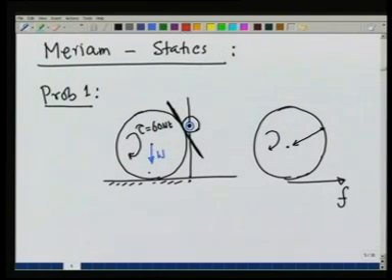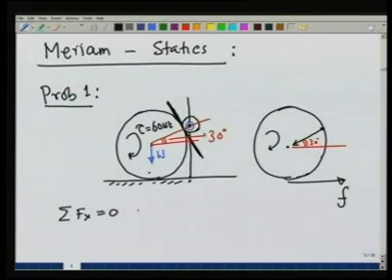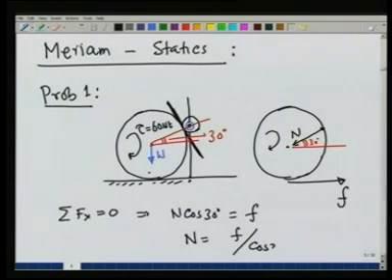We are given that this angle is 30 degrees. So, here is this angle 30 degrees. If we now apply the equilibrium conditions, summation F x is equal to 0 gives us, let this force be N, N cosine of 30 degrees is equal to F, and therefore, the normal reaction N is going to be F divided by cosine of 30 degrees.